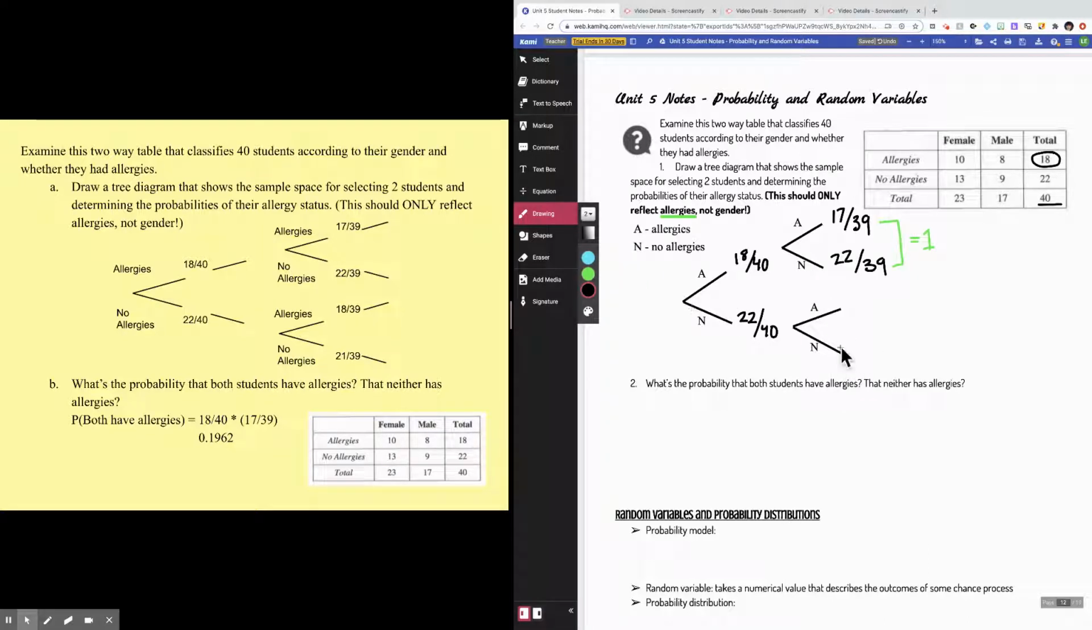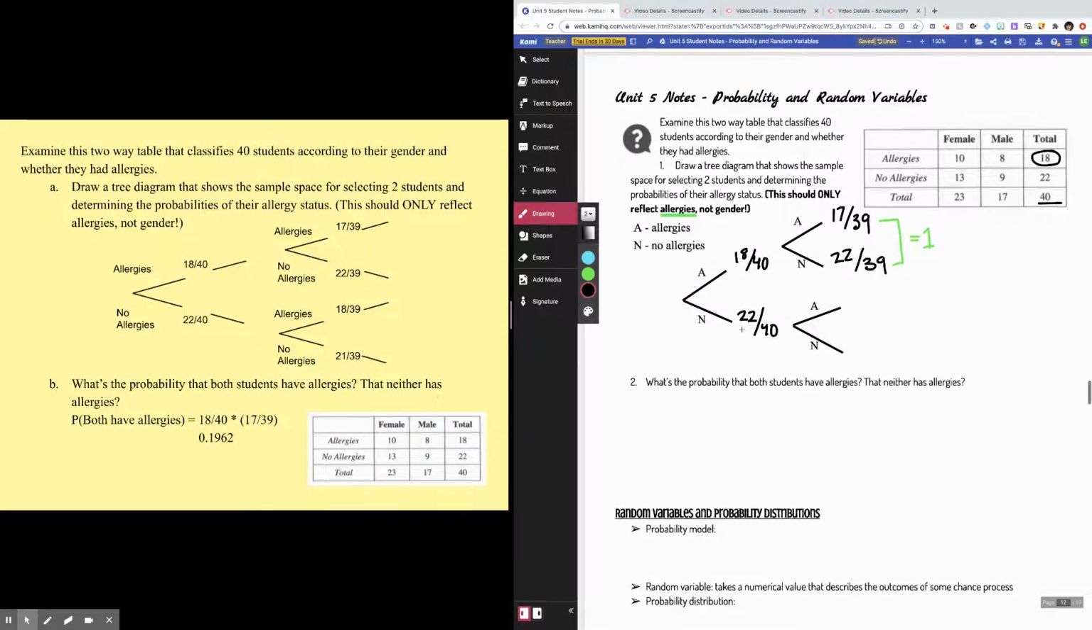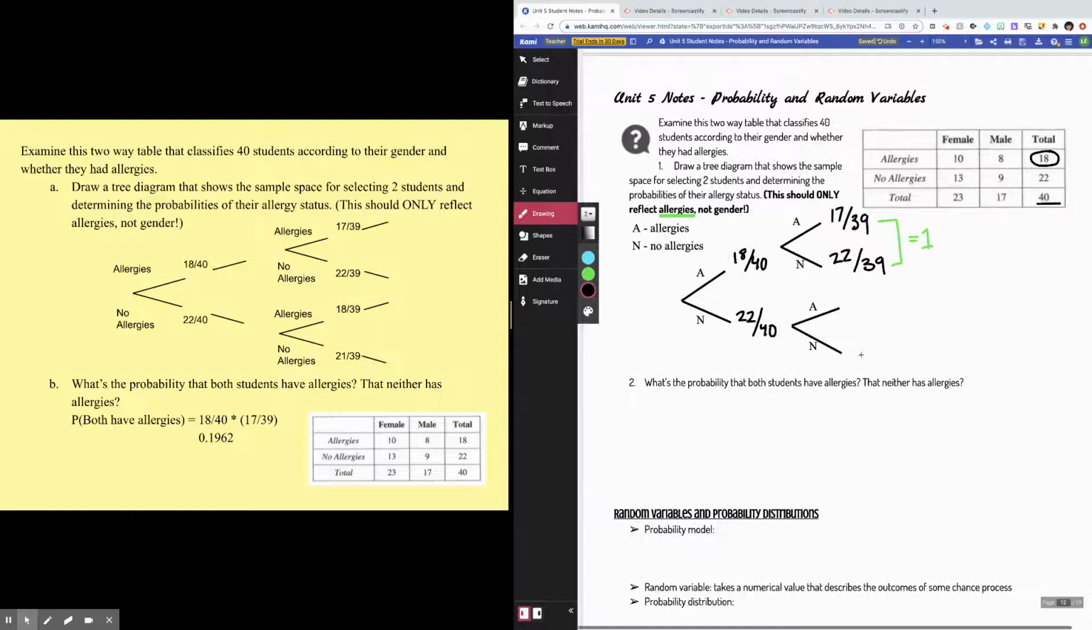Now let's fill in this second one. So if the person I chose at first had no allergies, and there were 22 of them originally, that means there's 21 of those people left out of 39 to choose from. And then my number of people that had allergies didn't change because the first person I chose did not have allergies. So it's taking away from this total, the 22, without taking away from this total, the 18.